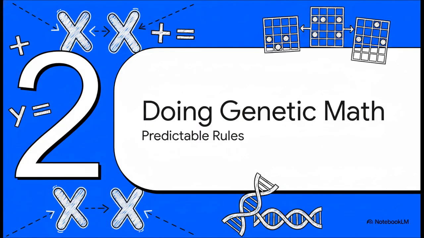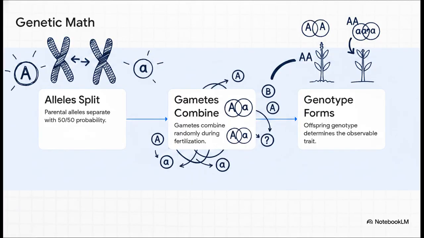Section 2, doing the genetic math. So that physical pulling apart of chromosomes we just looked at, it directly translates into incredibly predictable mathematical rules. Think about it as a logical sequence. Step 1, because of that physical split, parental alleles separate with a clean 50-50 probability. It is essentially a microscopic coin toss.